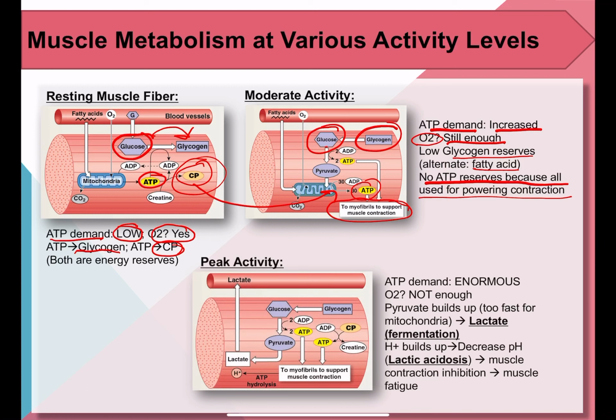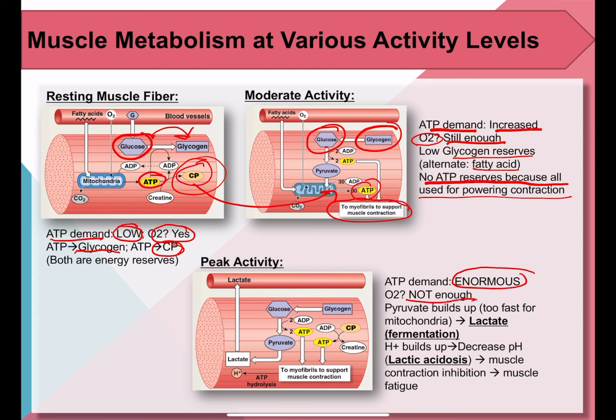Now, let's say you decide, hey, instead of walking, let's go for a run, a full-out run. Now you are at peak activity of the muscle fibers. Your ATP demand is enormous because you're running. And oxygen is probably not enough, because you're using ATP so fast that you're doing tons of aerobic respiration, using up all that oxygen as your last electron acceptor within the electron transport chain. So you're using up a lot of oxygen, yet you're still demanding more. There's not enough oxygen at the moment.